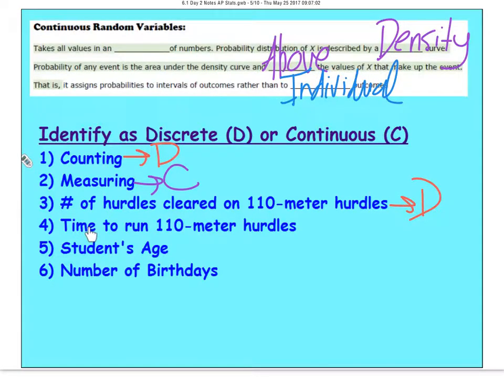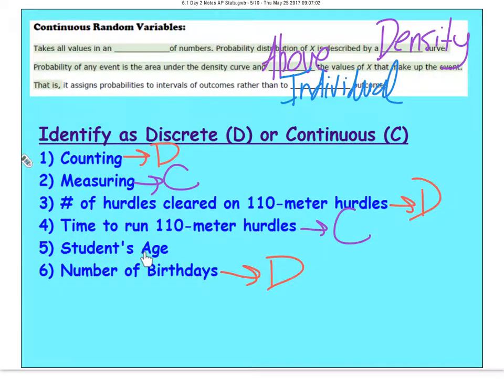The time that it took you to run the 110 meters for those hurdles. Well, the time could be any value. It could go down to the 100th, the 10,000th. It could go to any decimal point on that. So this is clearly continuous. Now, a student's age versus the number of birthdays you have. Let's actually do the number of birthdays first. Your number of birthdays, you're either going to have 16 birthdays, 17 birthdays, 18 birthdays. This in its case is going to be considered discrete.